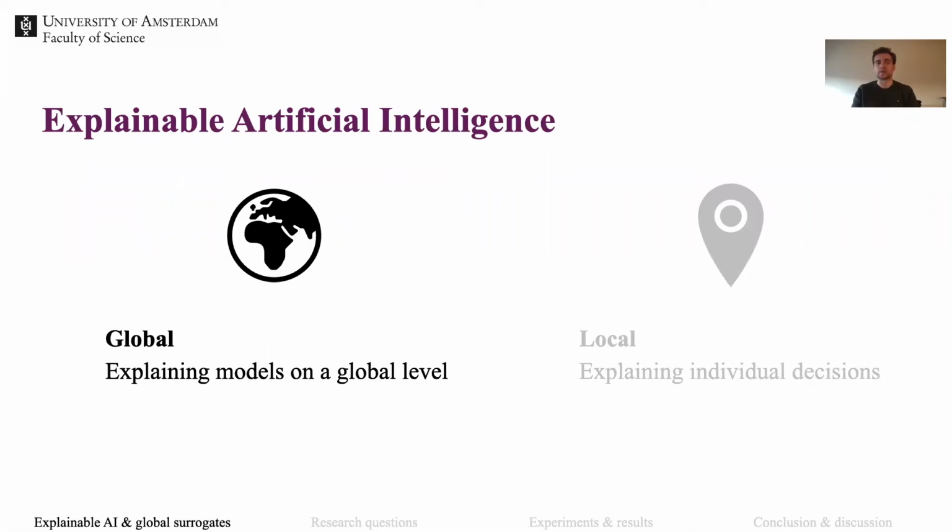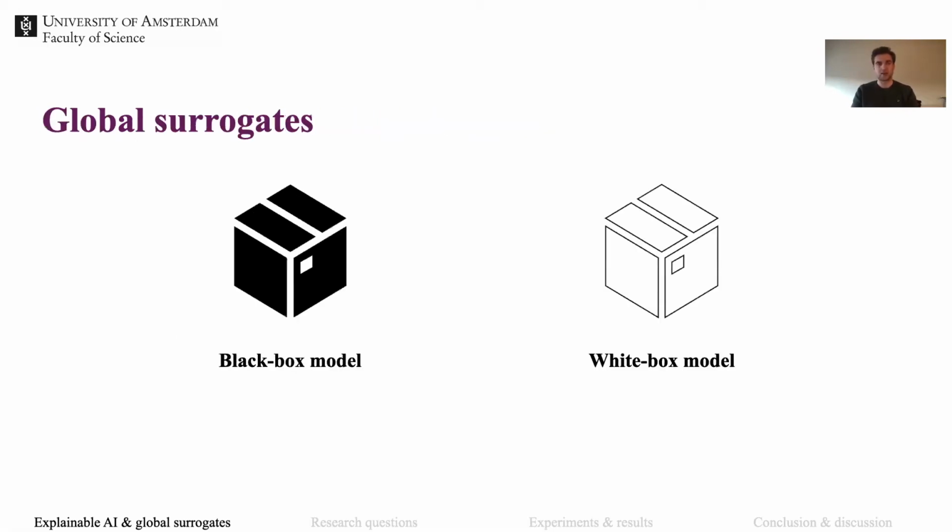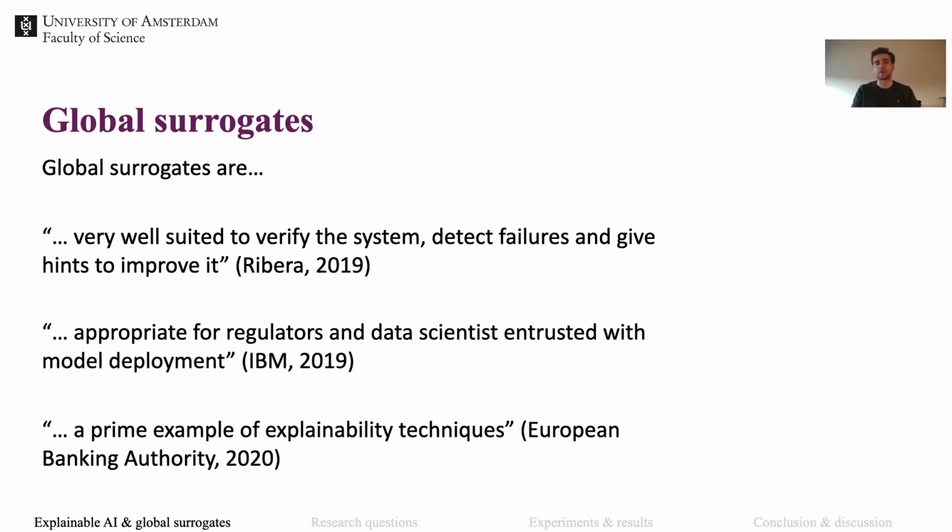One global explainability technique that has recently gained in popularity is called global surrogates. In global surrogates, we make a distinction between black box models and white box models, where white boxes are easier to interpret and black boxes are harder to interpret. But black boxes generally produce more accurate predictions than white boxes. In global surrogates, we make use of these properties by training an interpretable white box model on a black box model, and the black box model will be used to make decisions, while the white box offers explanations. These global surrogates have been mentioned in the literature as a well-suited explainability technique.